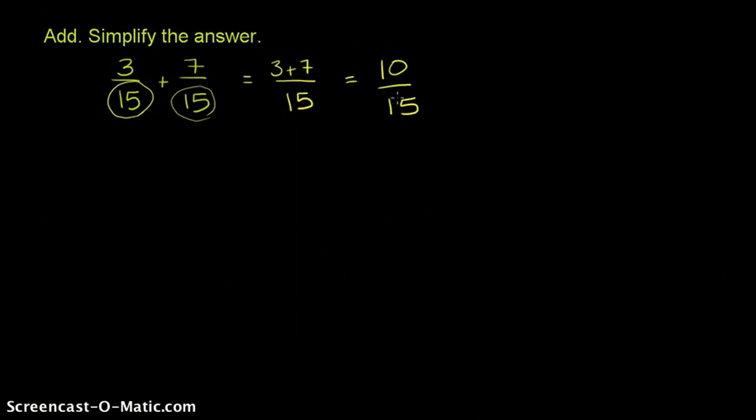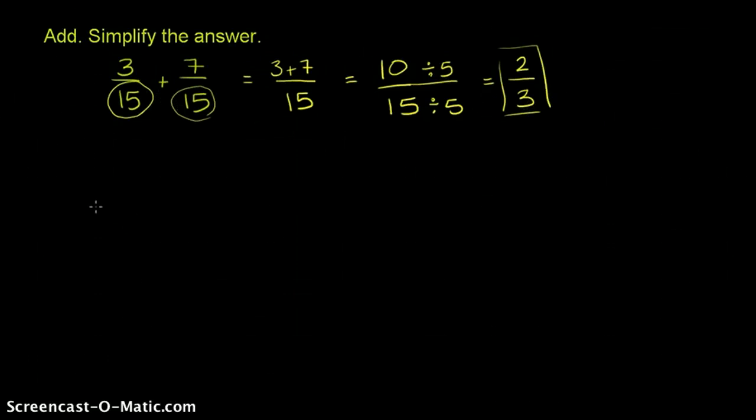Now, if we wanted to simplify this, we look for the greatest common factor in both the 10 and the 15. And as far as I can tell, 5 is the largest number that goes into both of them. So you divide the 10 by 5, and you divide the 15 by 5. And you get 10 divided by 5 is 2, and 15 divided by 5 is 3. You get 2/3. Now, to understand why this works, let's draw it out.